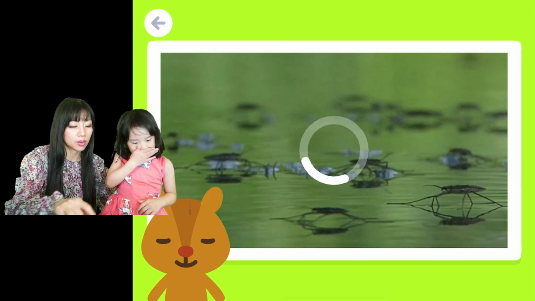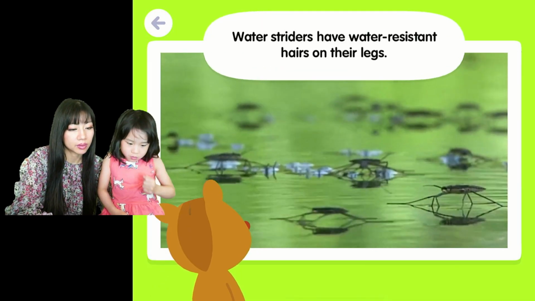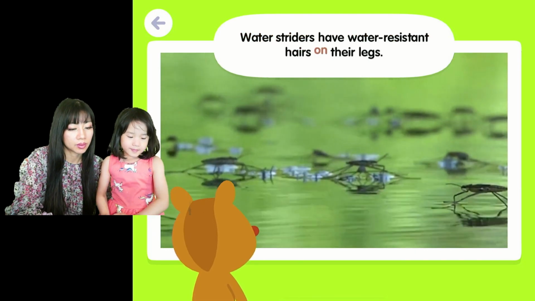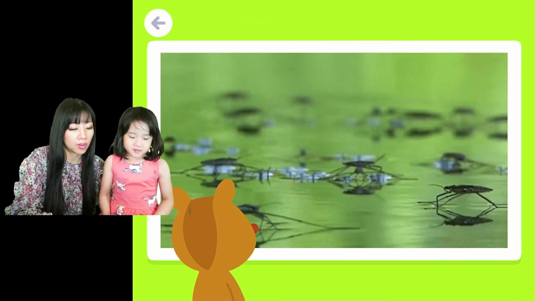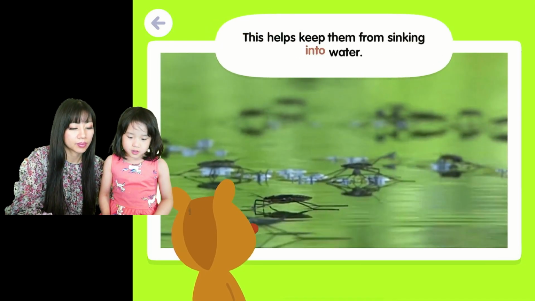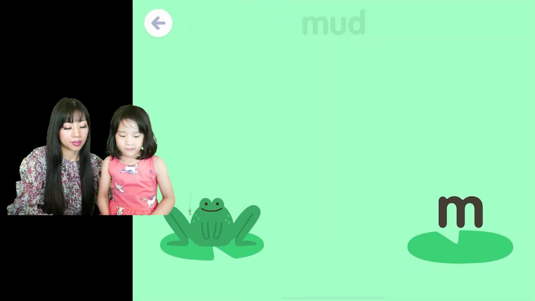What's this one? Oh, look. These are water striders. Water striders have water-resistant hairs on their legs. Wow. We see a lot of these. This helps keep them from sinking into water. A lot of fish like eating them, too.